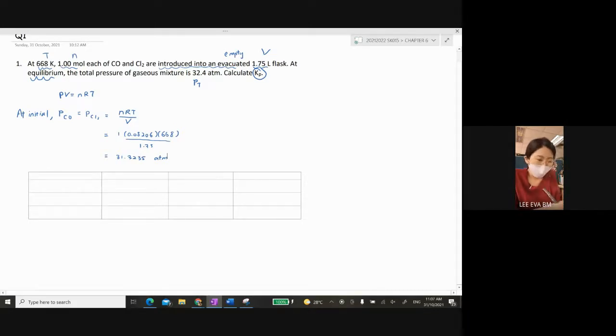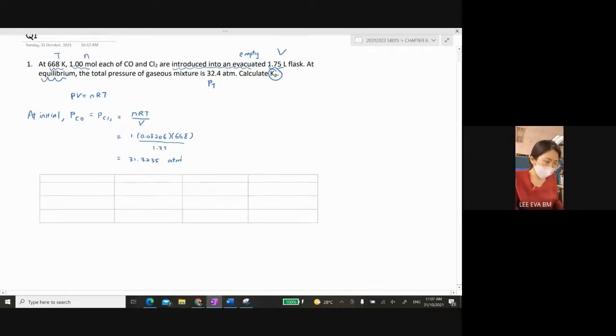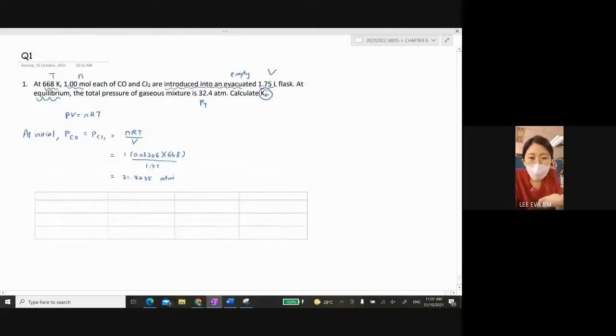Is everyone all right? Yes, madam. Okay. So in these questions, you are not given any equation, so we need to construct our own equation. These equations have already been shown in the previous example, so I hope you know how to construct the equation. You got CO, you got Cl2, carbon monoxide gas and chlorine gas. In equilibrium, what will be your product?